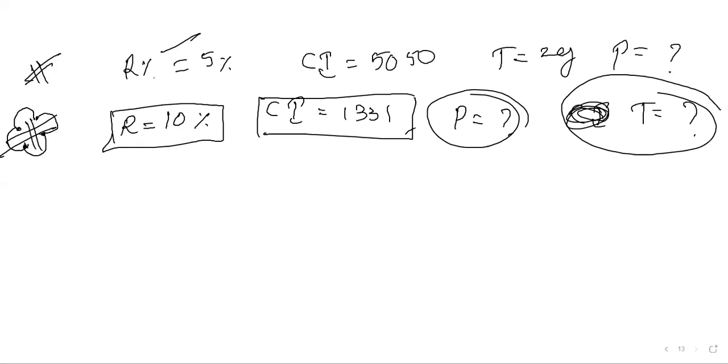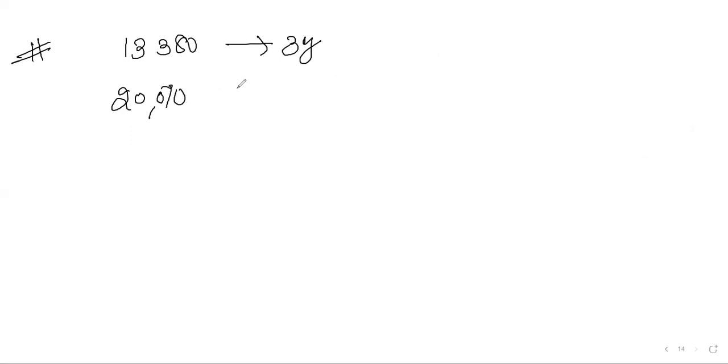Okay, a sum of money becomes 13,380 after 3 years and 20,070 rupees after 6 years, on compound interest.